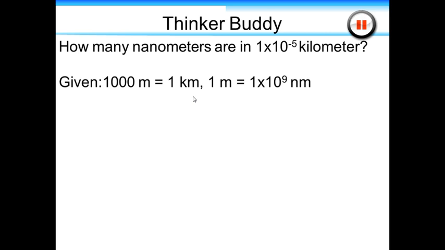Okay, now let's try to answer the question: how many nanometers are in 1 times 10 to the minus 5 kilometer using the techniques from the video? And we're given a couple pieces of information: 1,000 meters are in 1 kilometer, and there's 1 times 10 to the 9th nanometers in 1 meter.